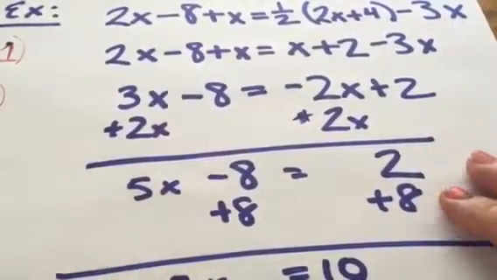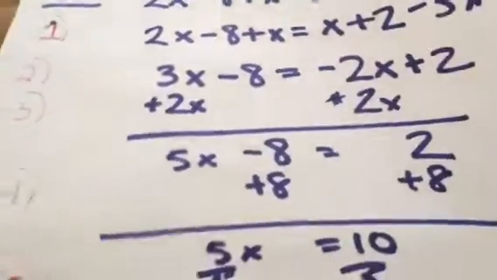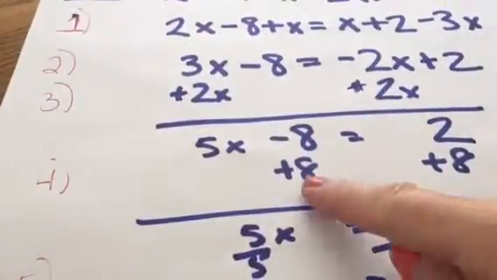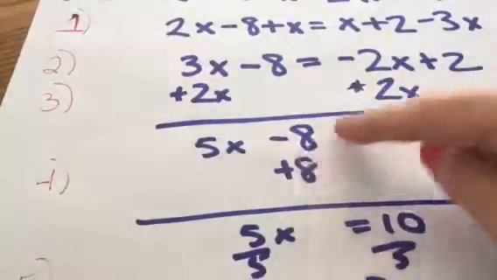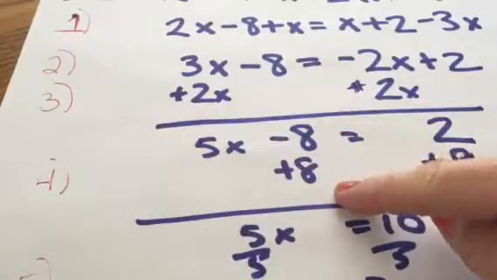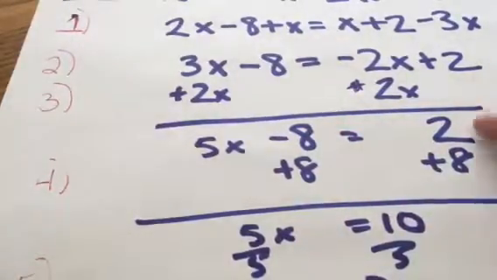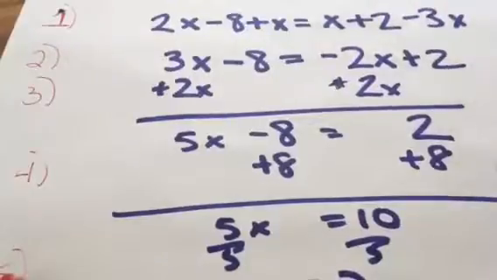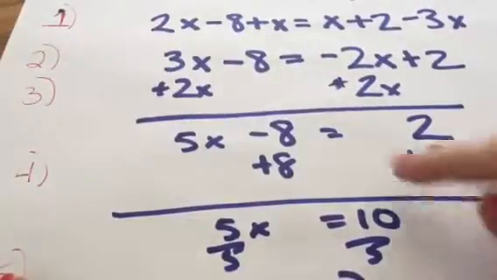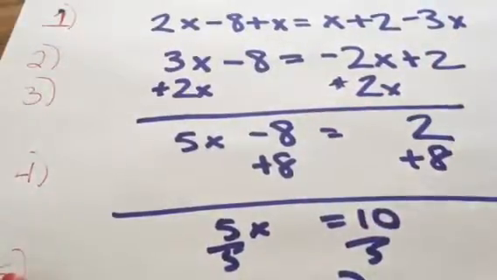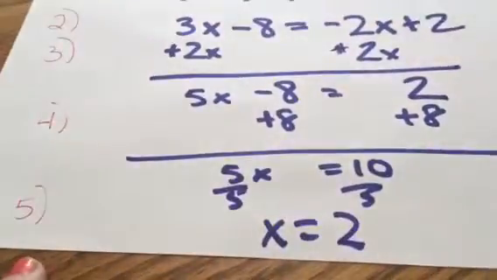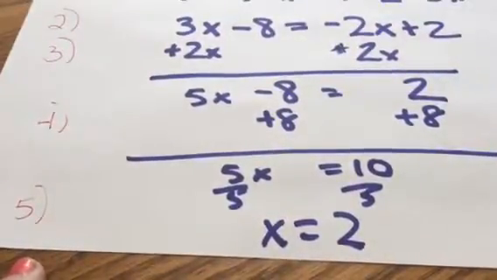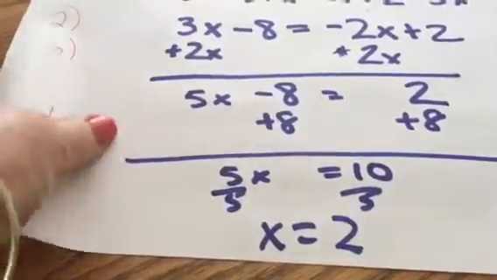And now we have to make sure in step 4, we get the constants to the other side. So we want to get rid of the minus 8, so we add 8. We add it to one side, then to the other, and we have 10 on the right, 5x on the left, then divide by the coefficient. Okay. So that is basically the 5 steps.